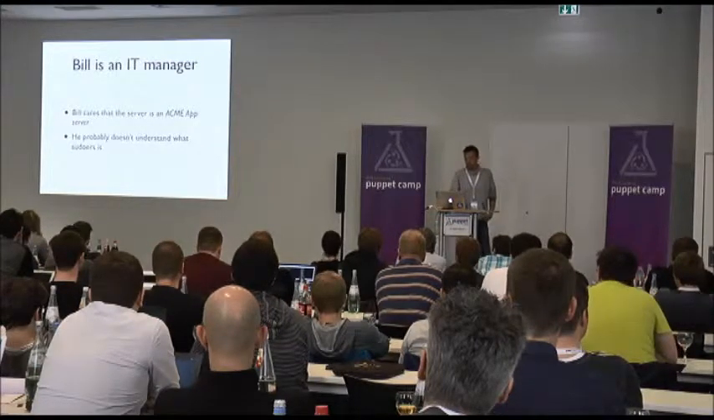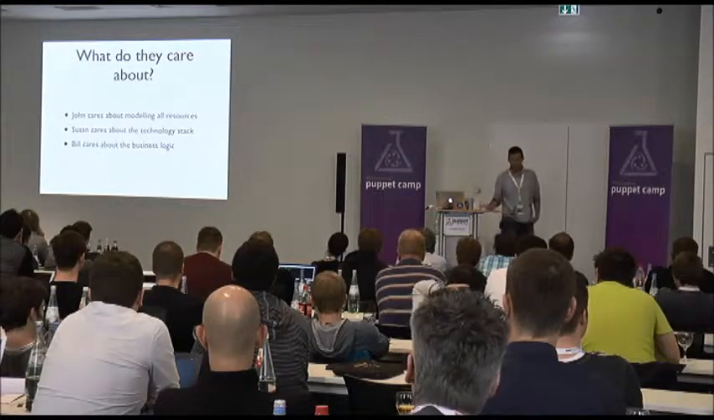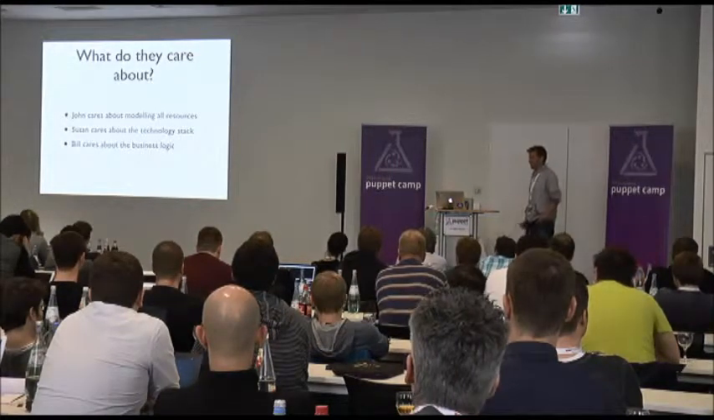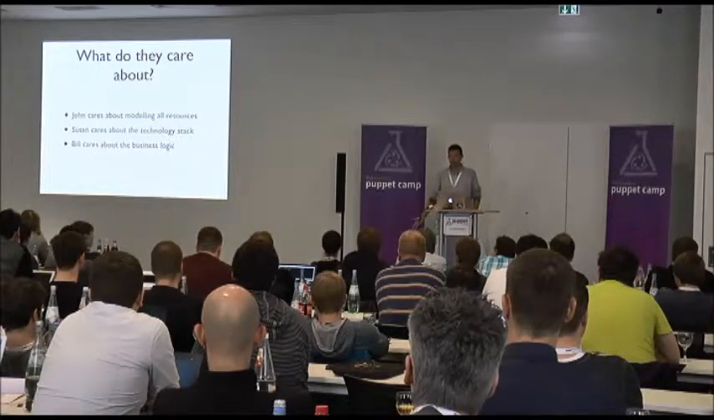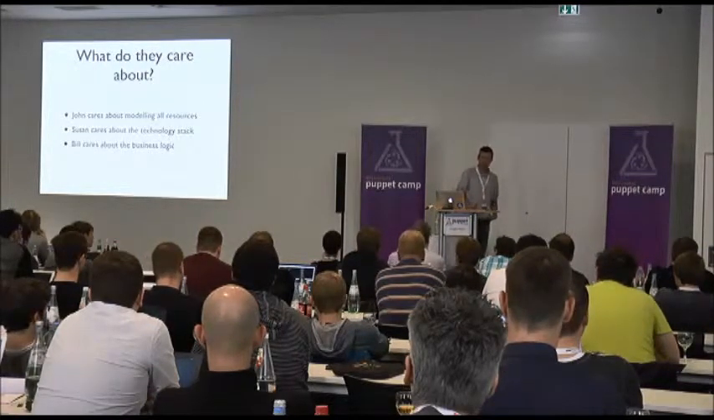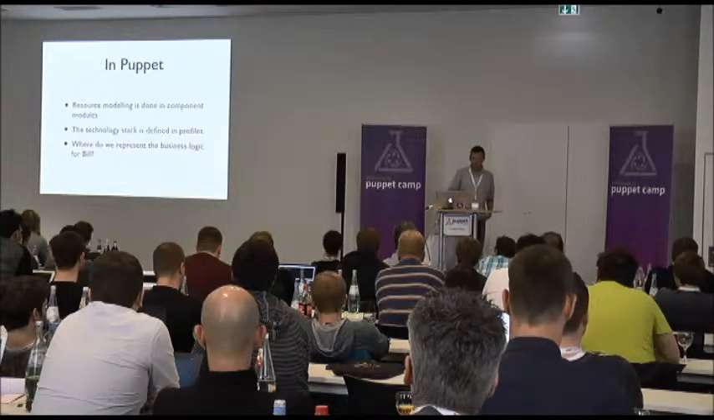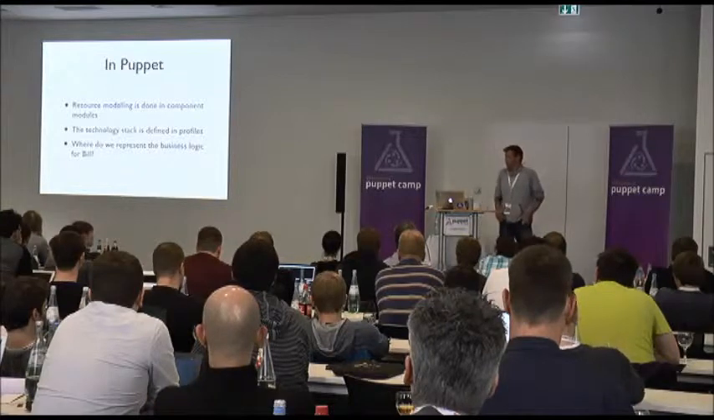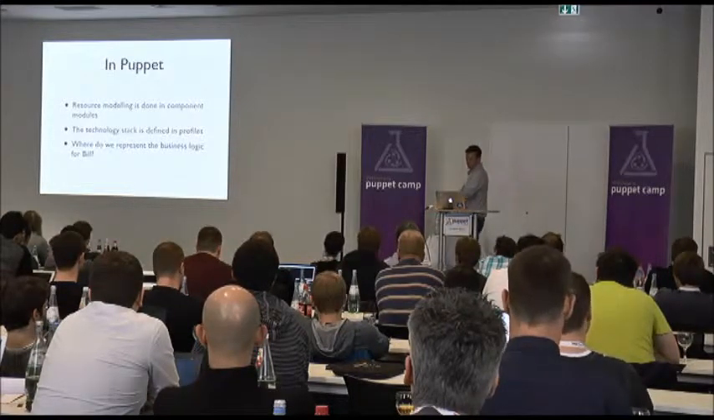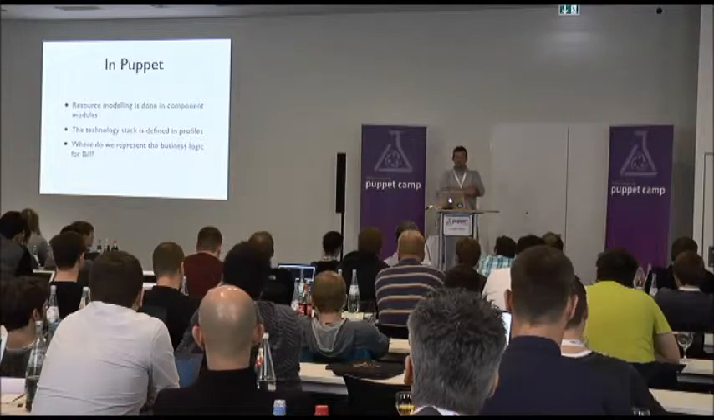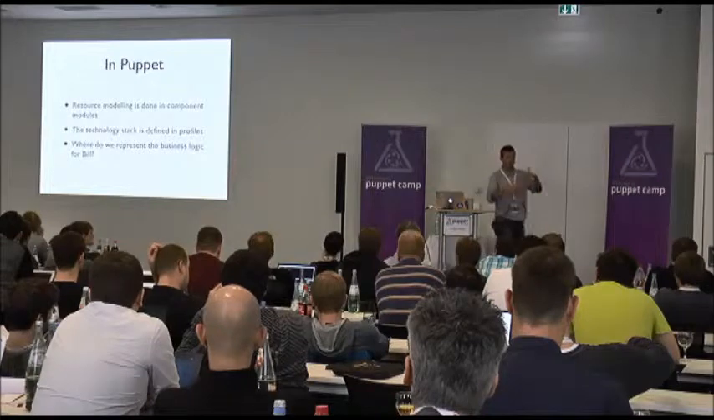So what do these people care about? So John cares about modeling all of the resources. Susan cares about the technology stack, and Bill cares about the business logic. And there's no reason why we can't keep all these three people happy with Puppet. We're already doing that for John. So we're doing the resource modeling in our component layer, with our component modules. The technology stack we've defined in profiles. So that's a perfect space for Susan. That's where the stuff she cares about lives.